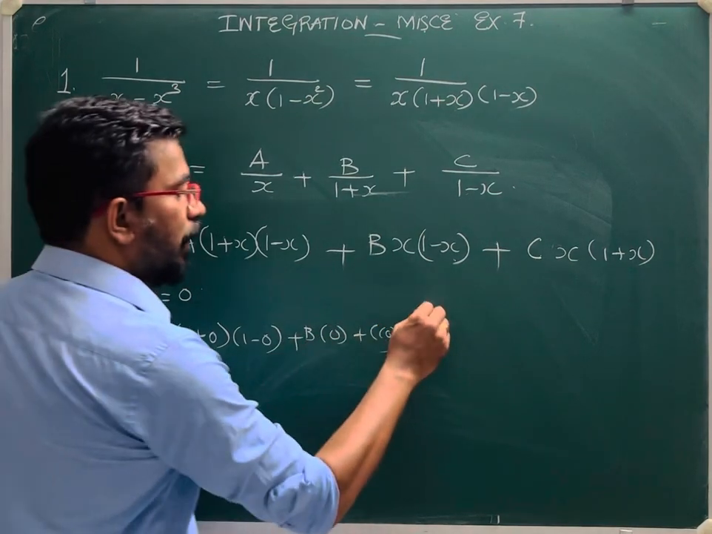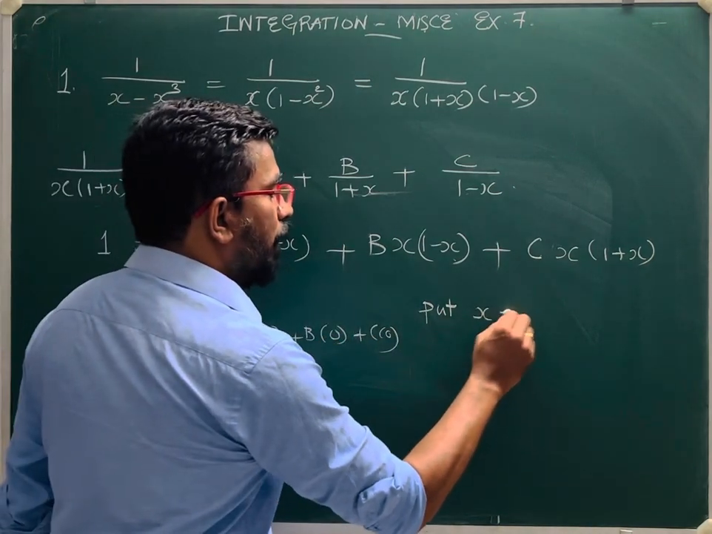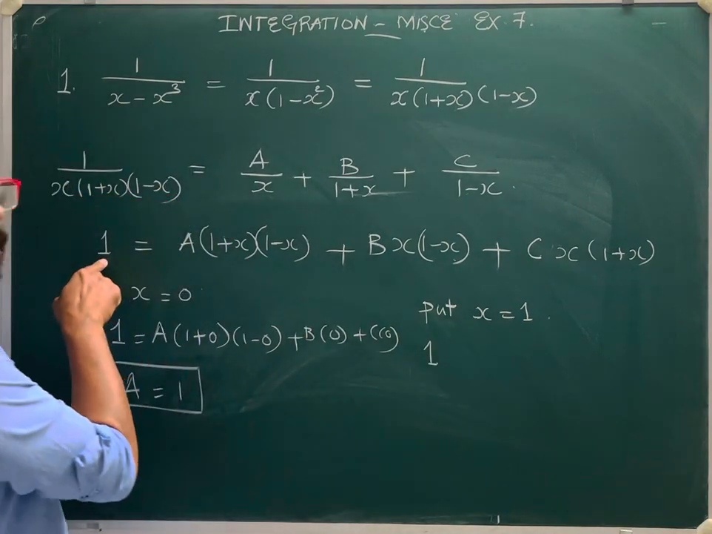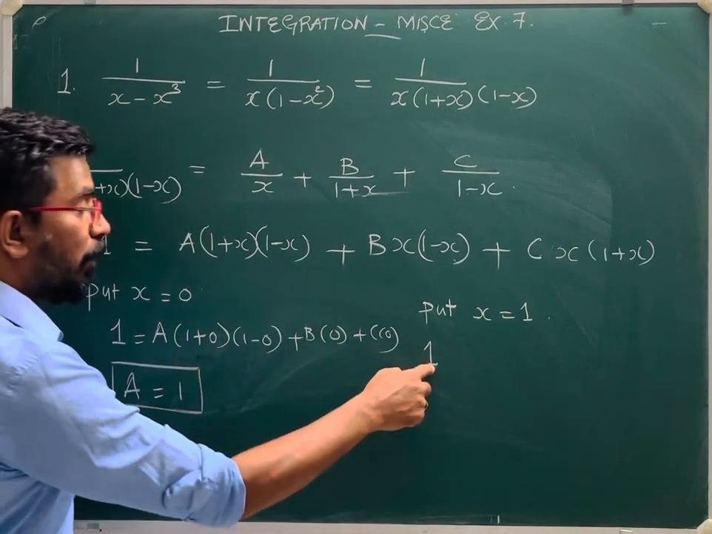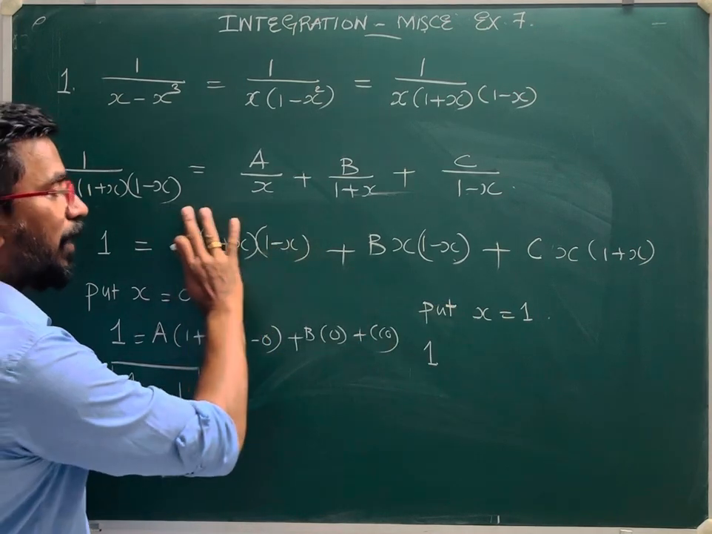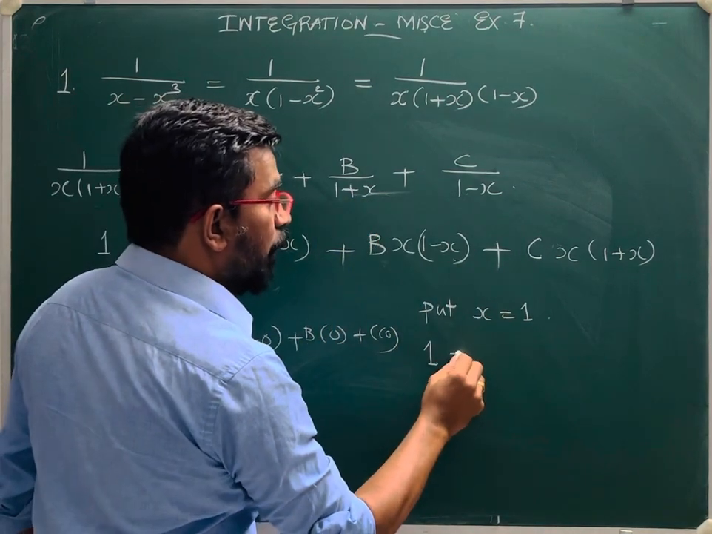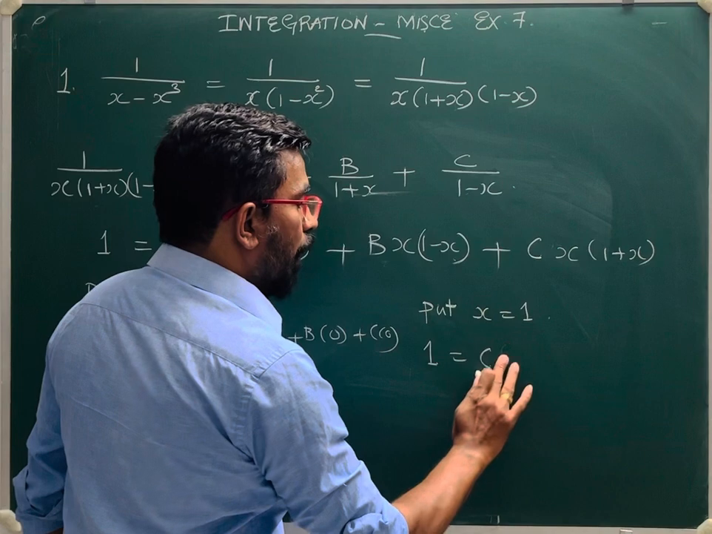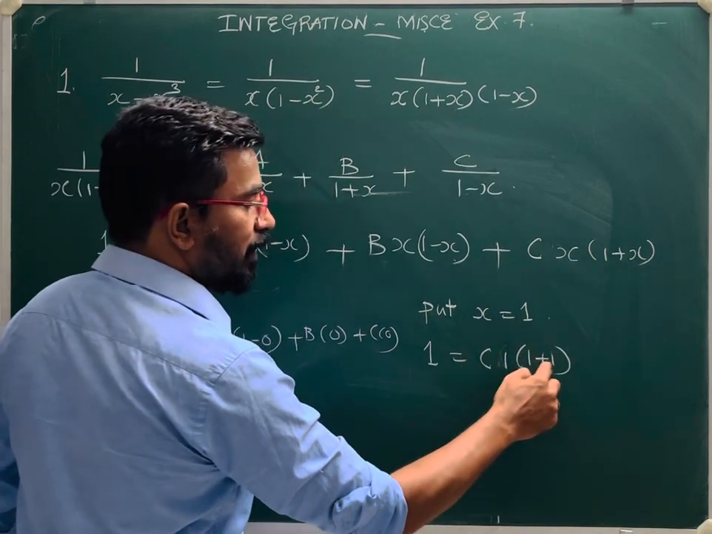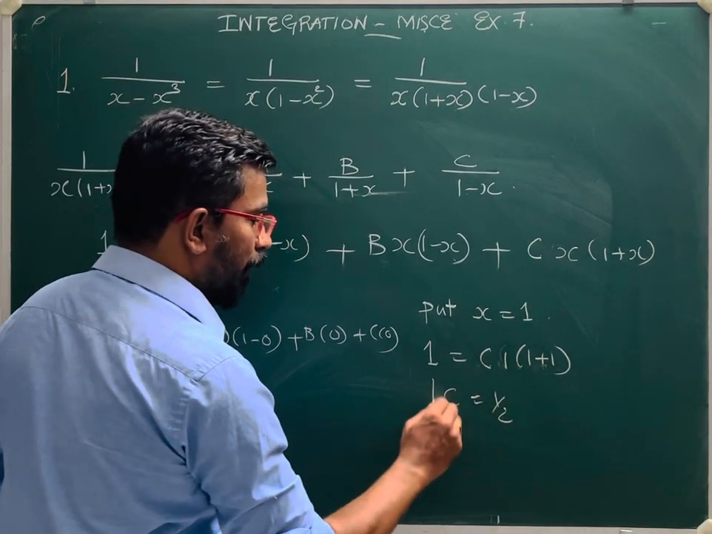Now let us do another step by putting x equal to 1. If you put x equal to 1 in this equation, on the left side nothing will happen, there is no x, so it will still be 1 only. And here this 1 will make this term 0, so I don't want to write it, this will become 0. This also will become 0. Then what will be left? This will be equal to c into 1 into 1 plus 1. So this is 2, that is 2c. So c is equal to 1 by 2. So I got the value of c.